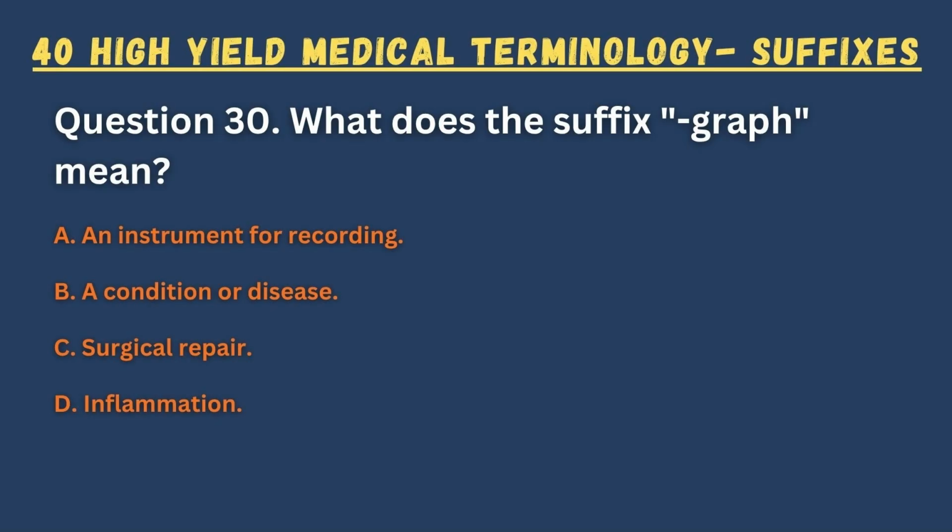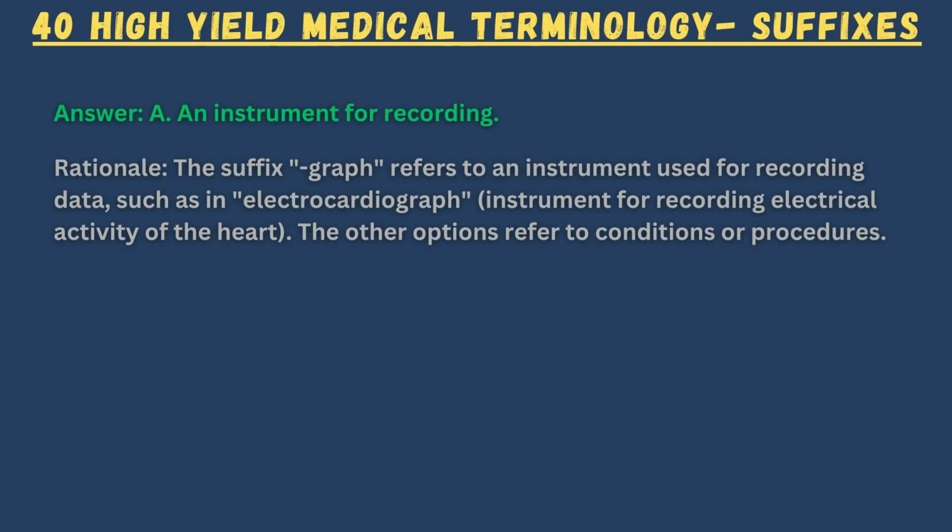Question 30. What does the suffix graph mean? A. An instrument for recording. B. A condition or disease. C. Surgical repair. D. Inflammation. Answer: A. An instrument for recording. Rationale: the suffix graph refers to an instrument used for recording data, such as in electrocardiograph, an instrument for recording electrical activity of the heart. The other options refer to conditions or procedures.